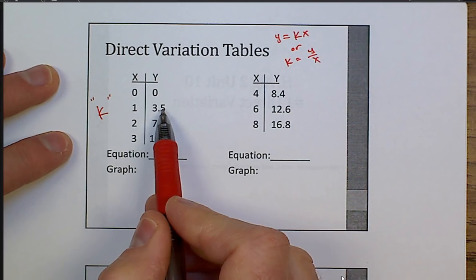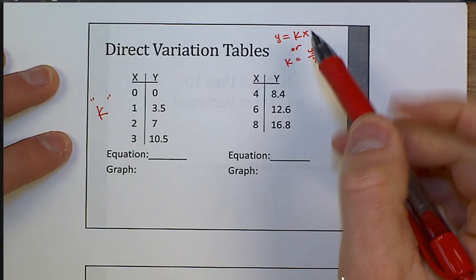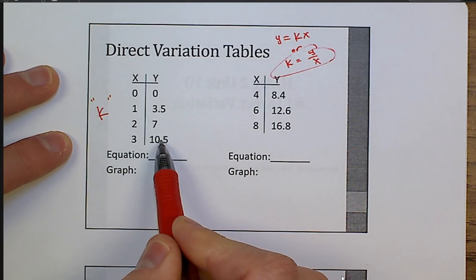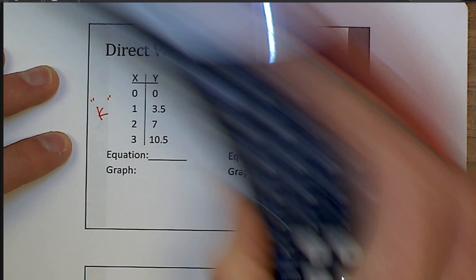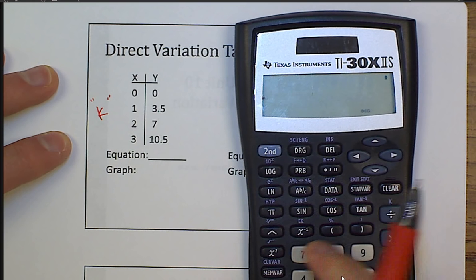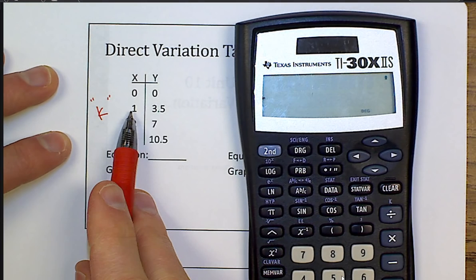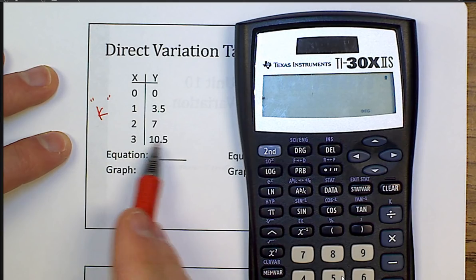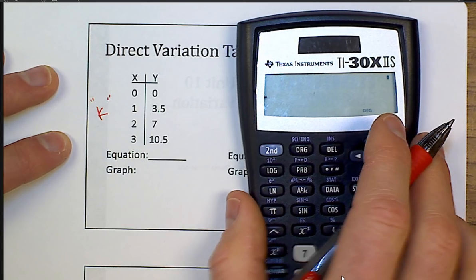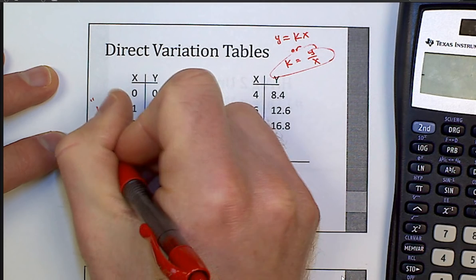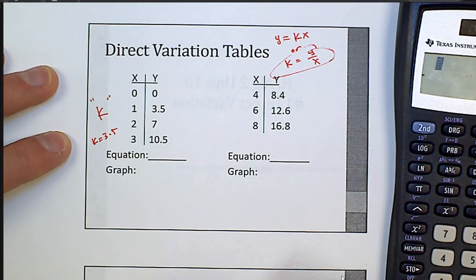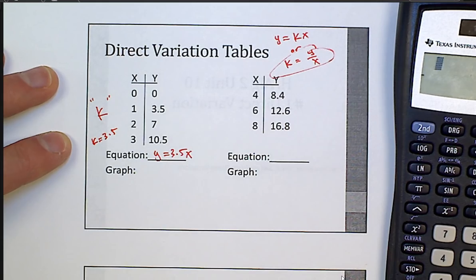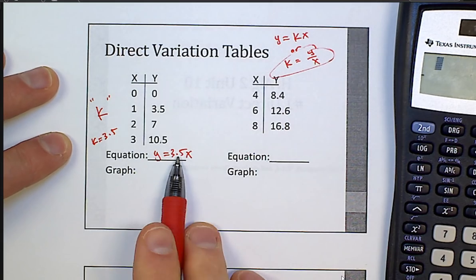If we want to find our k value, we would go y divided by x, y divided by x, y divided by x. If you put these all in your calculator, 3.5 divided by 1 is 3.5, 7 divided by 2 is 3.5, 10.5 divided by 3 is 3.5. So what's our k value? Our k value is 3.5. So our equation then would be y equals 3.5x. Every value of x will get multiplied by 3.5.